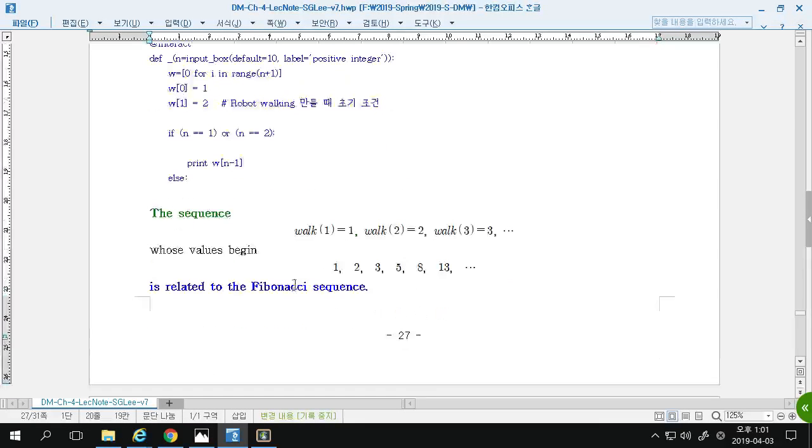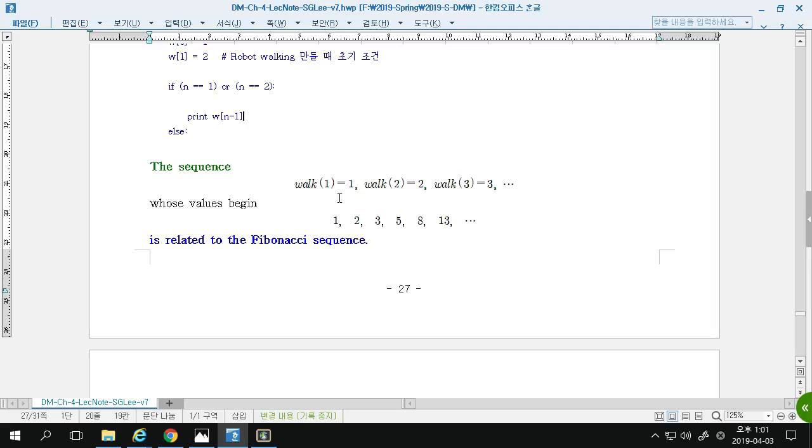Anyway, but this sequence, robot work of this sequence, which starts from 1, 2, 3, 5, 8, 13. You will see the relations. The next term comes from the addition of the first two numbers. 1 plus 2 makes 3, 2 plus 3 makes 5, 5 plus 8 makes 13, like this.